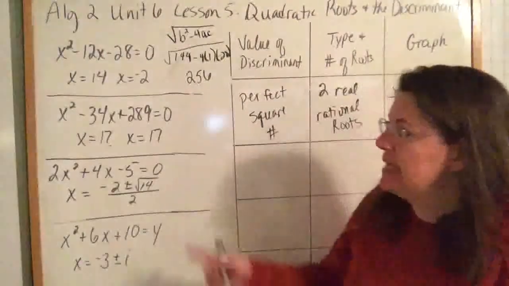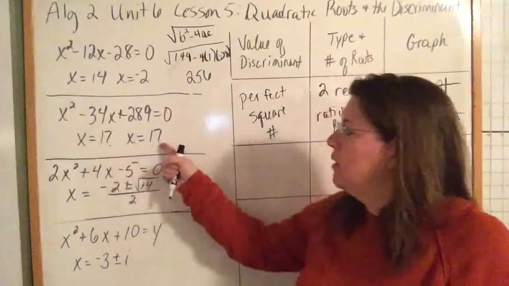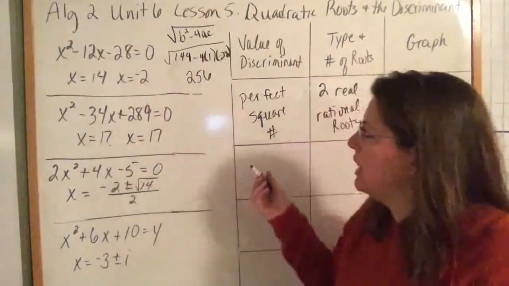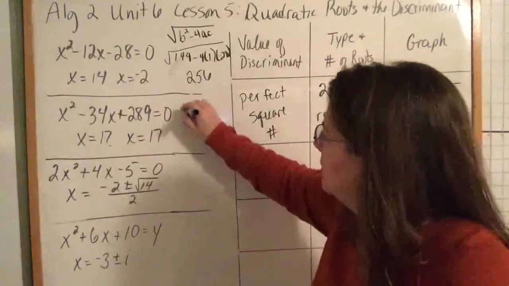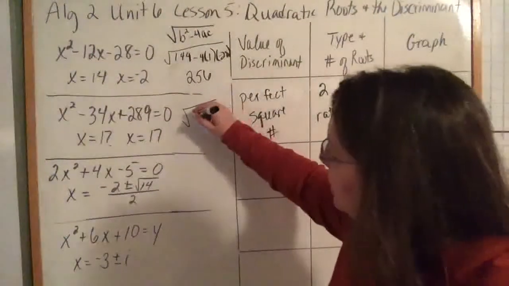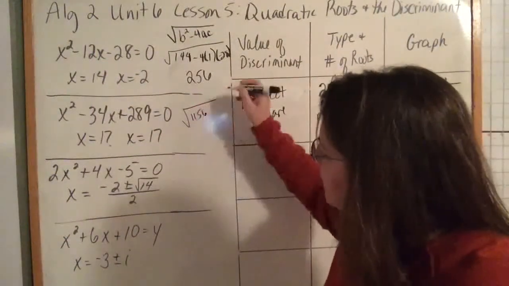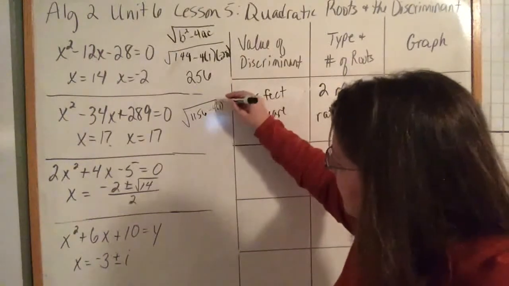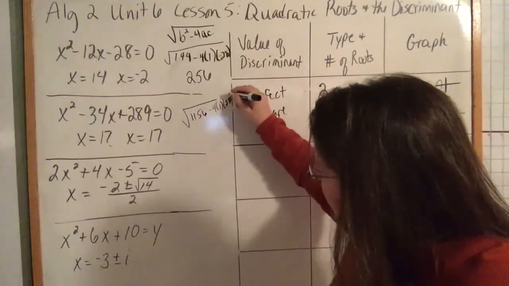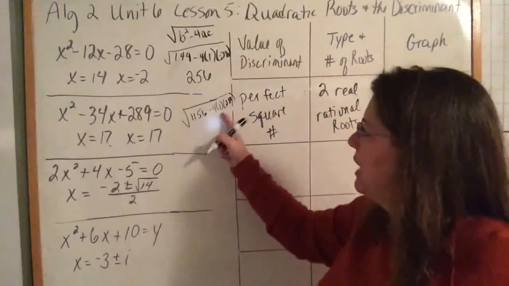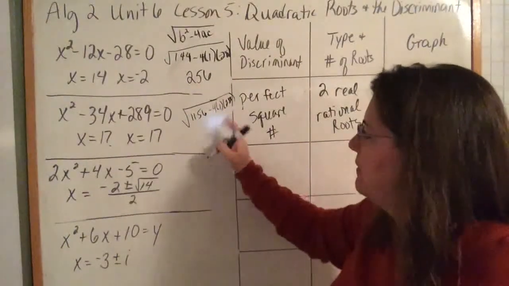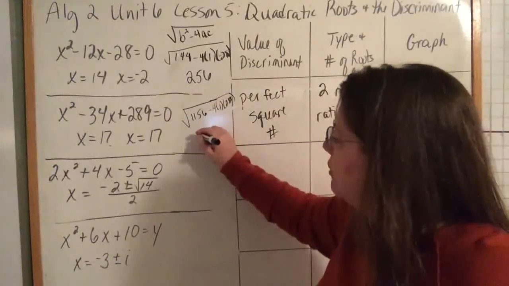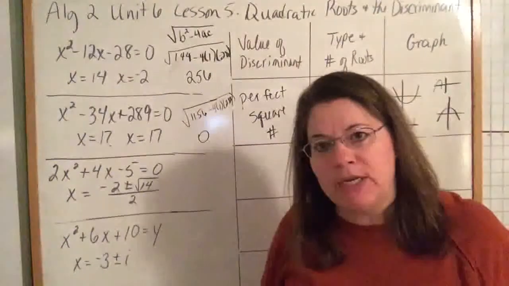The next case is this one. Well, when we had this situation, let's talk about what that discriminant looked like. B squared was 1156, and we subtract from that 4 times 1 times 289. And when we did that, we saw that 4 times 1 times 289 was 1156 as well. So the number underneath the radical there is going to be 0.